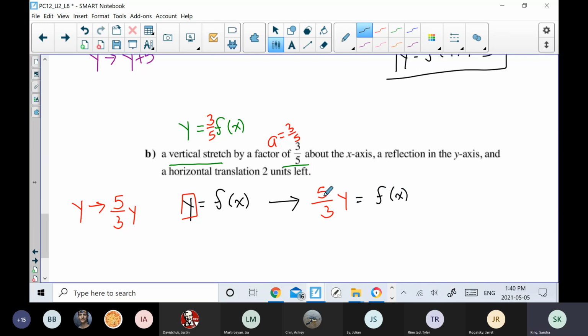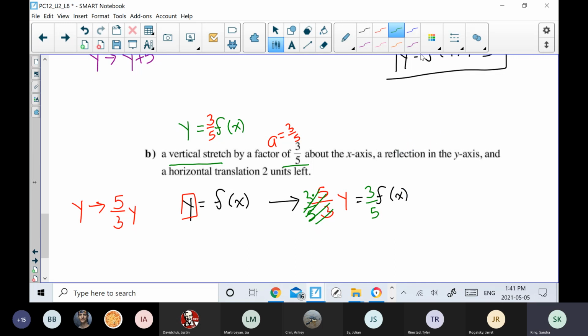In order to get this to become a 1, right, I want the y by itself, I'm going to multiply by the reciprocal. So I'm going to multiply this by 3/5, and I'm going to multiply this side by 3/5. Because 3/5 times 5/3, that will just cancel. That becomes 1. So now here's my new equation. Y is equal to 3/5 f of x.